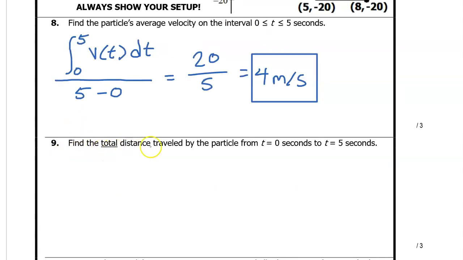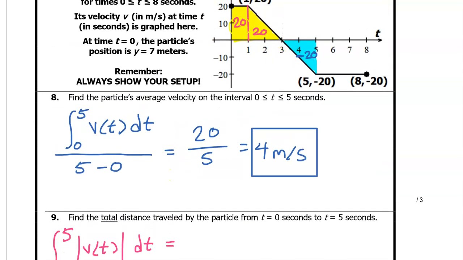Number 9, find the total distance traveled by the particle from t equals 0 seconds to t equals 5 seconds. The formula for total distance is the integral of the absolute value of velocity. So it's going to be very similar to what we just did in the numerator, but we will treat the blue area as positive as well. So the total distance will just be 20 plus 20 plus 20. That's 60 meters.